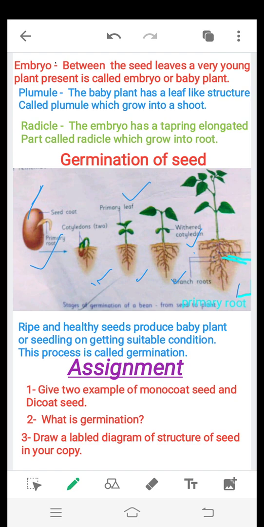Now this is the time for assignment. You have to write the answers of these questions in your copy. Please note down the questions. First question: give two examples of monocot seed and dicot seed. I repeat it once again: give two examples of monocot seed and dicot seed. The second question: what is germination? And third question: draw a labelled diagram of the structure of seed in your copy.